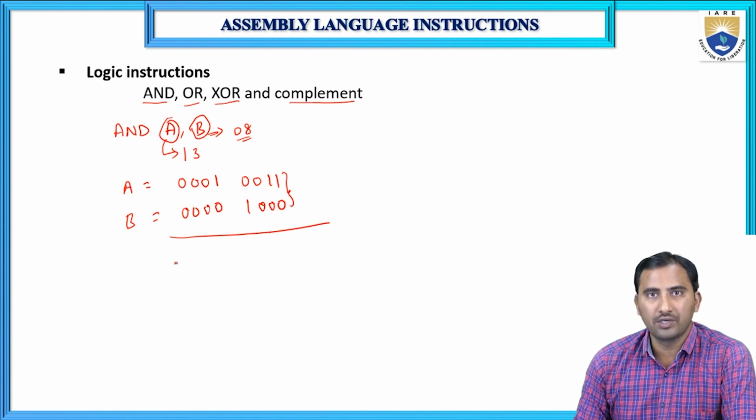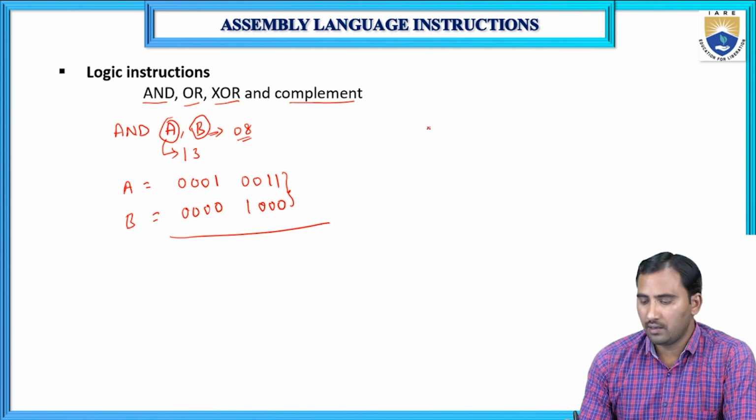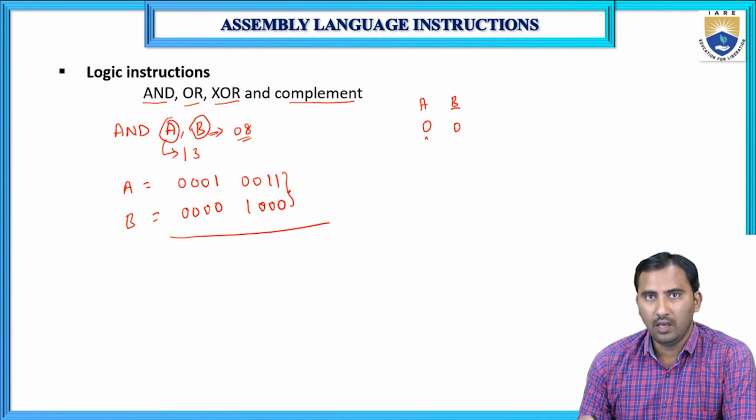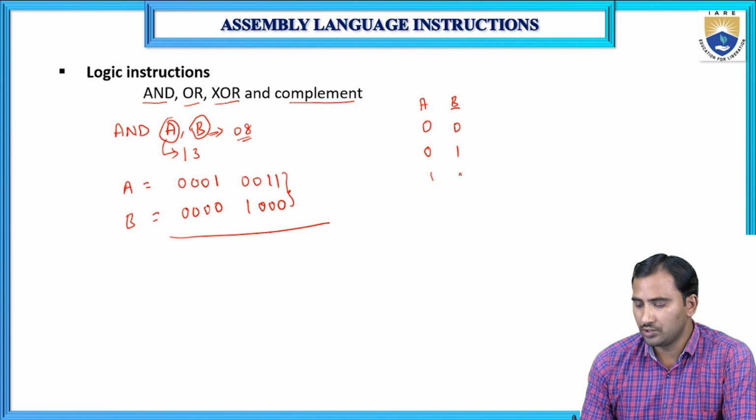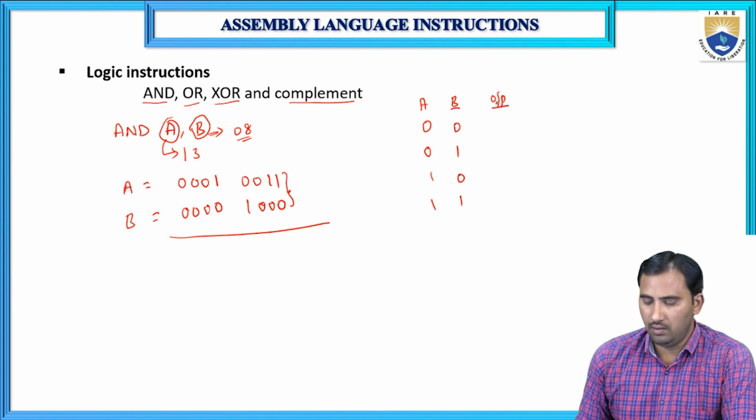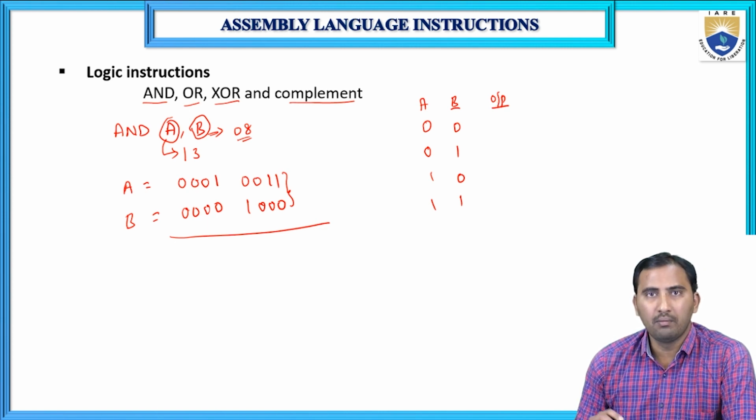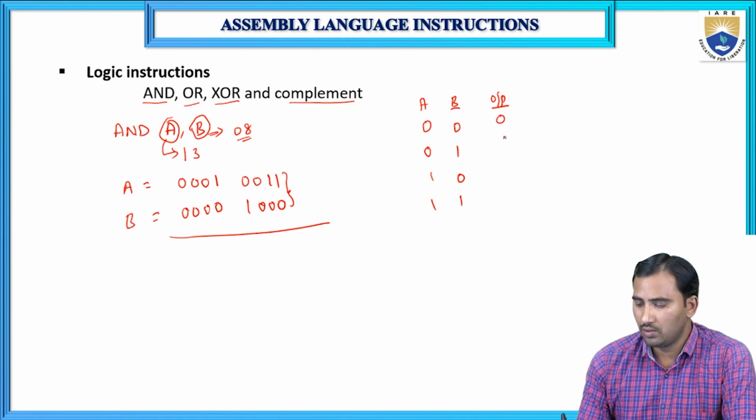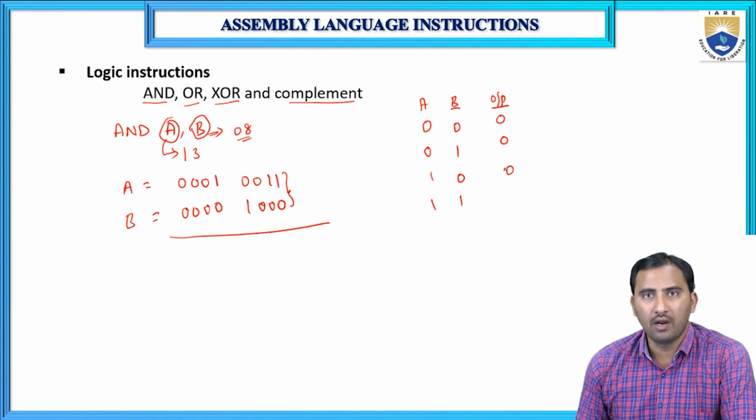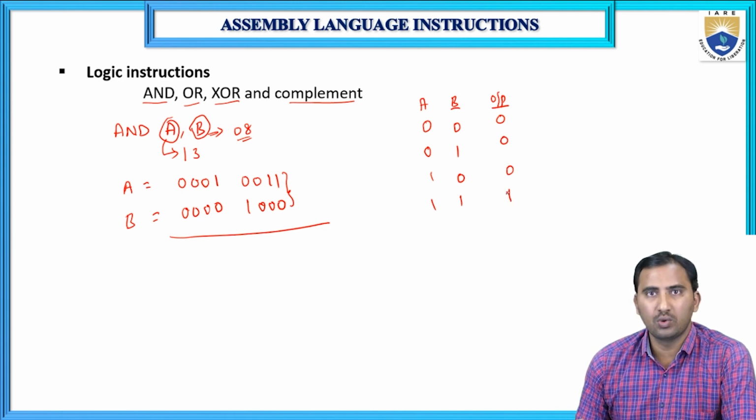Before doing the AND operation, we should know what the AND operation is. Suppose you have two inputs, 00, 01, 10, 11. The output is 0001. If any one of the inputs is logic 0, then the output will be logic 0. The output will be 1 only if all the inputs are logic 1. So this is the truth table of the AND gate.